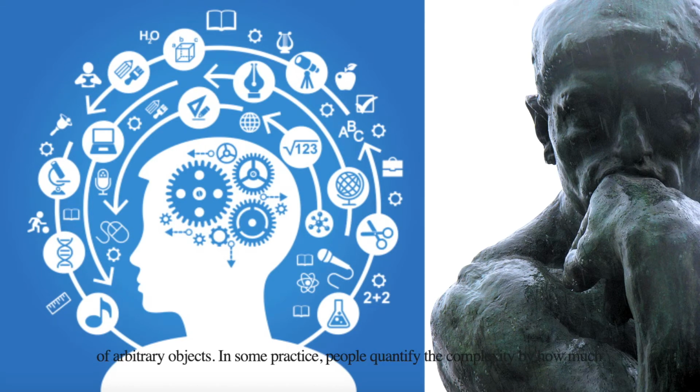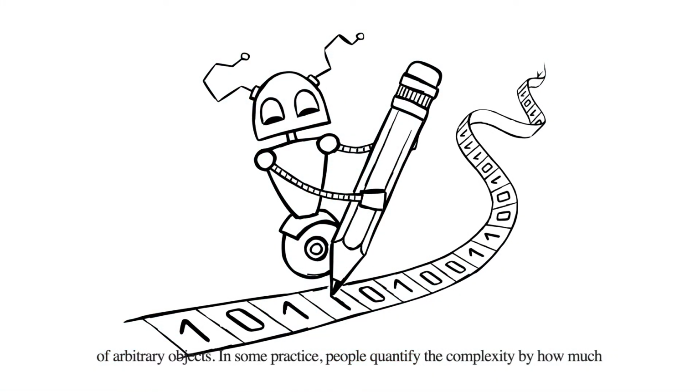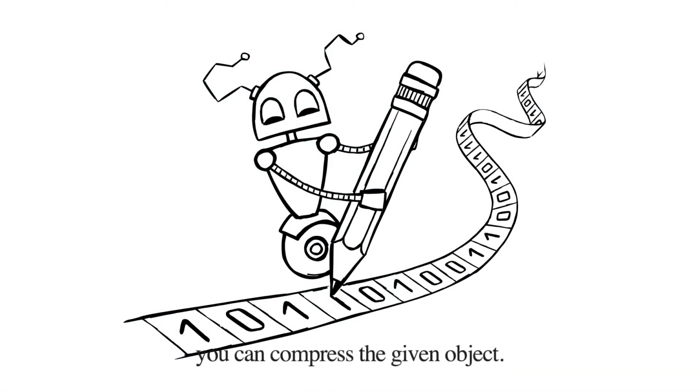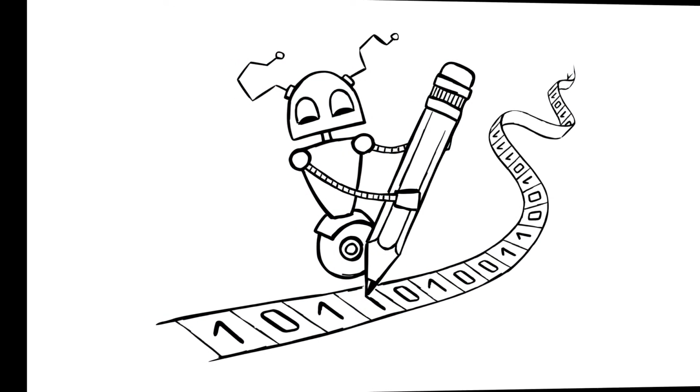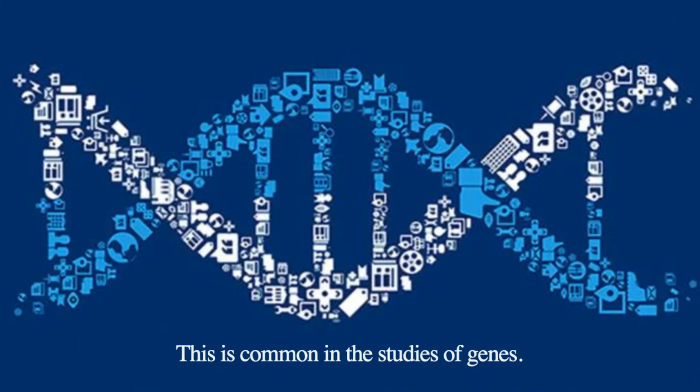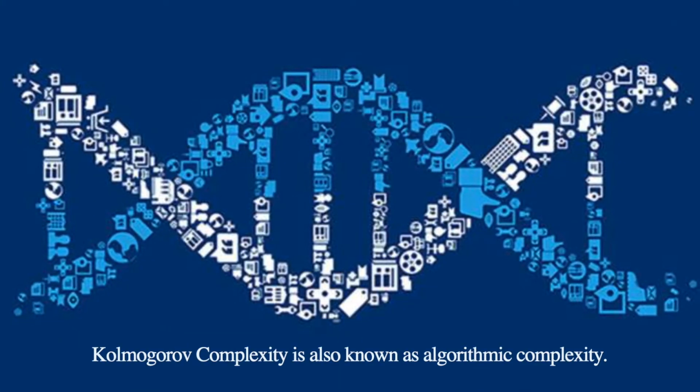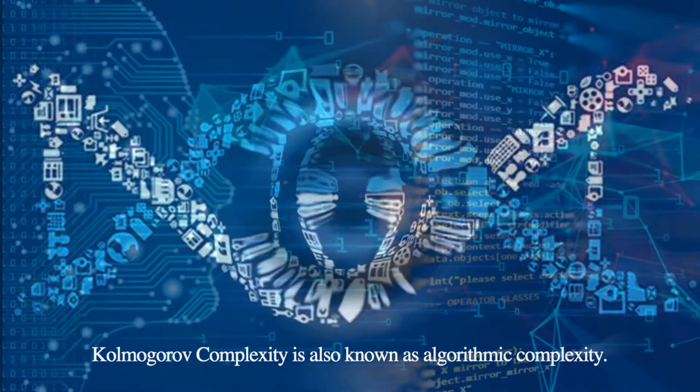In practice, people quantify the complexity by how much you can compress a given object. This is common in the study of genes. Kolmogorov complexity is also known as algorithmic complexity.